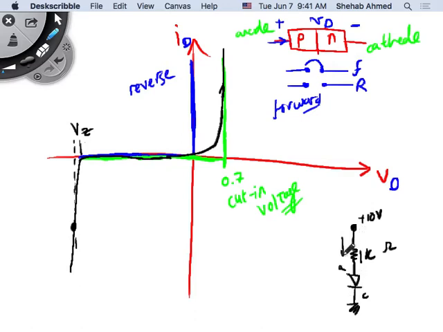But how much current is going to flow here? It's V divided by R. This will happen to be 10 milliamp. Is this safe or not? I don't know. You have to look at the diode datasheet. Specific diode datasheet, calculate, either they will give you the maximum current or they will give you the power loss.